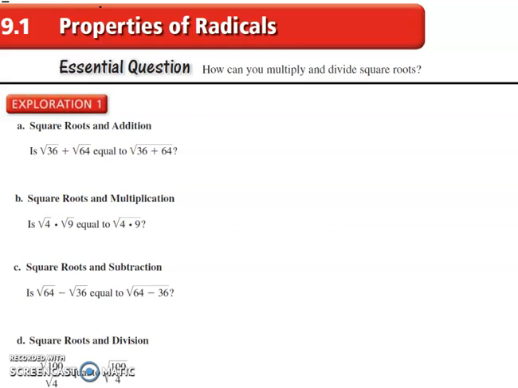Hello and welcome. In today's video, we're going to be introducing section 9.1 on properties of radicals. Our essential question for this section is: how can you multiply and divide square roots?